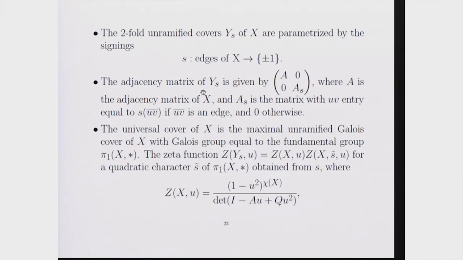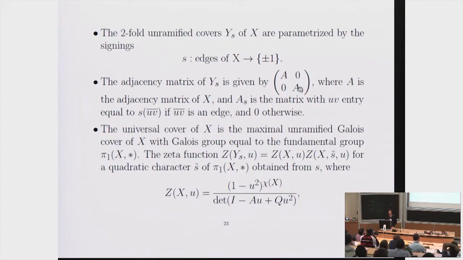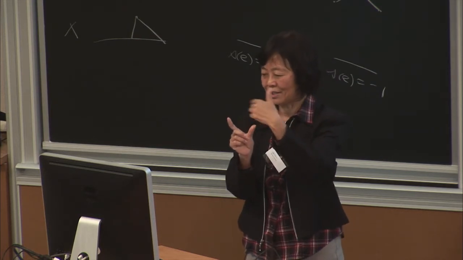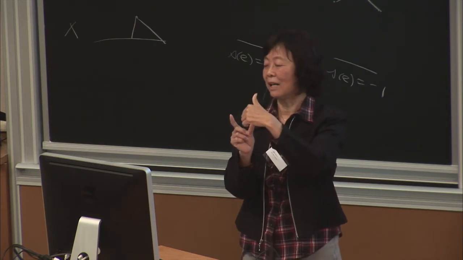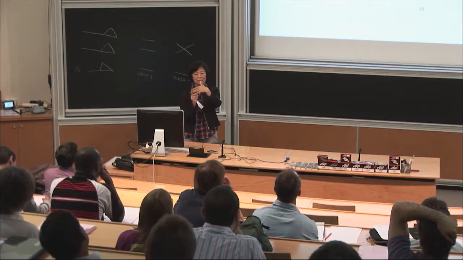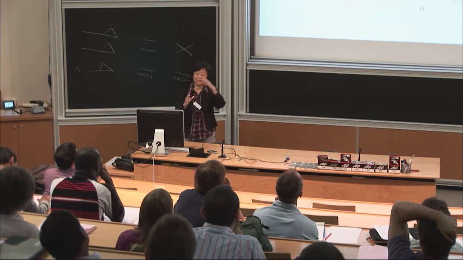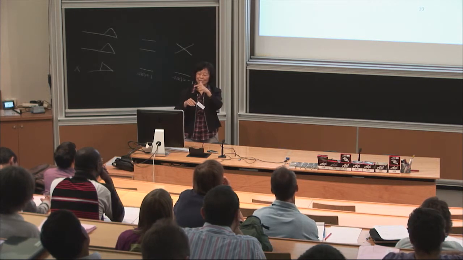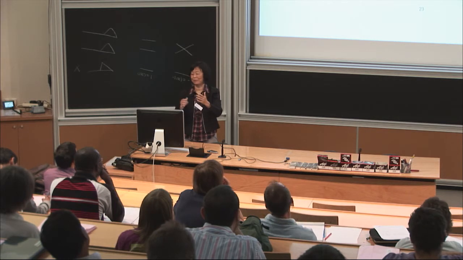And what is its adjacency matrix? It can be written as a diagonal block matrix: one block is the adjacency matrix of the graph downstairs, and the other is its twist, given by the sign. In the uv position, if it's an edge, originally in the adjacency matrix of X I would have 1. Now I have the sign of that edge, s(e). So this A_s is just like the original adjacency matrix: you keep all the zeros, and those ones you change into +1 or -1, depending on the situation.